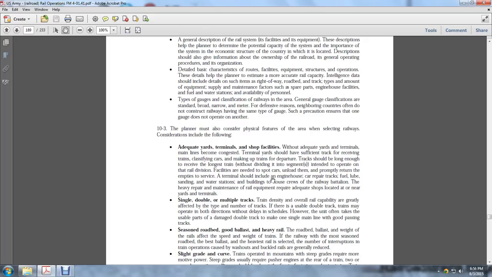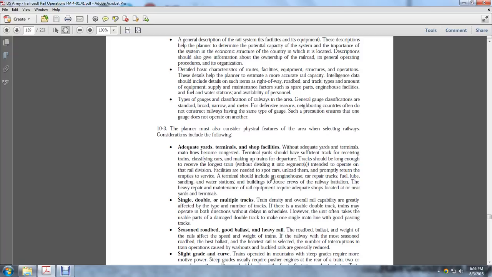10.3. The planner must also consider the physical features of the area when selecting the railways. Consideration of the following: adequate yards, terminals, shops, and facilities. With adequate yards and terminals, main lines are not congested. The terminal yards should have sufficient track for receiving trains, classifying, and making up trains, and the departure tracks should be long enough to receive the longest train without dividing it into two segments.